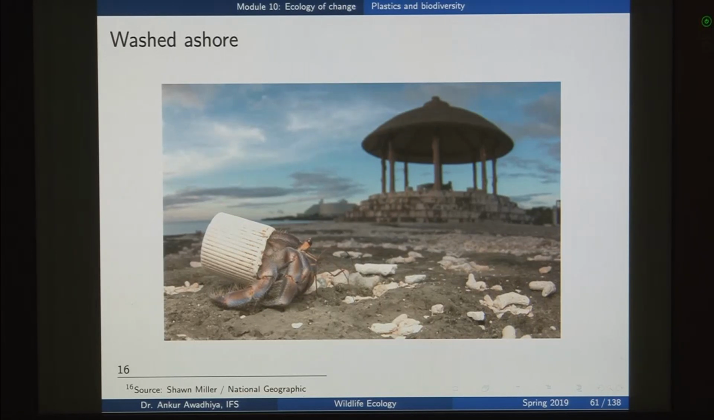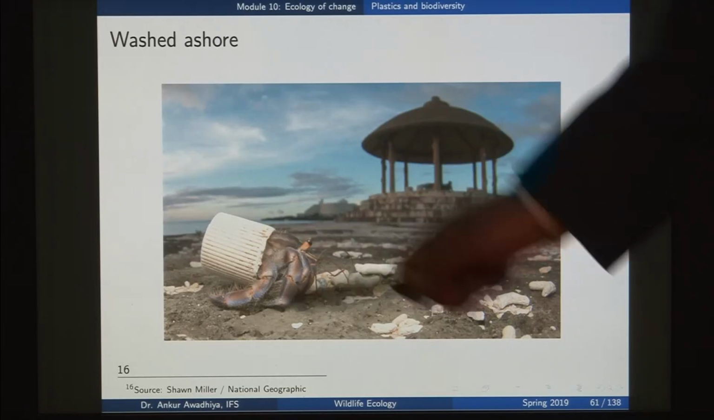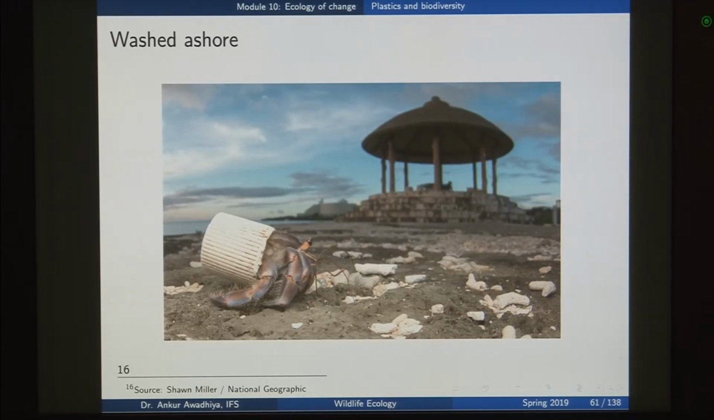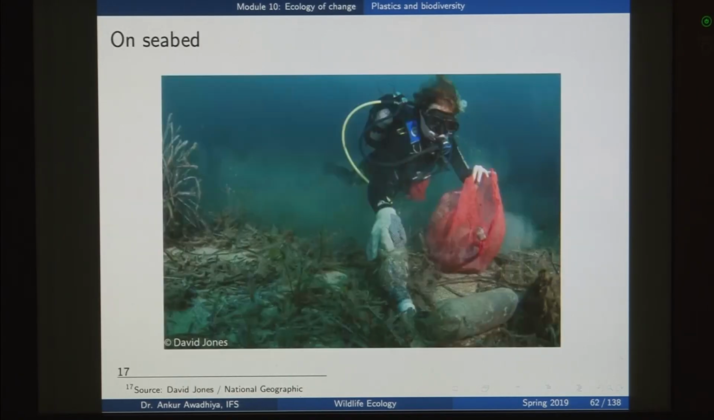Now, in this example we are observing that in this deplorable state of affairs, this hermit crab is using the cap of a bottle as its outer shell. So, we are observing changes in the behaviors of organisms, or when it reaches into the seabeds.